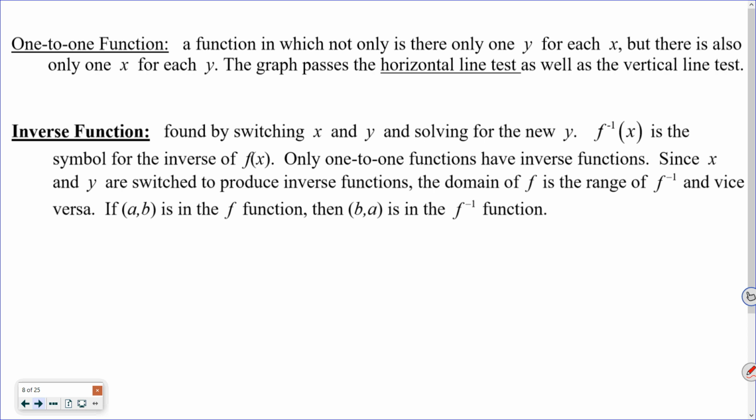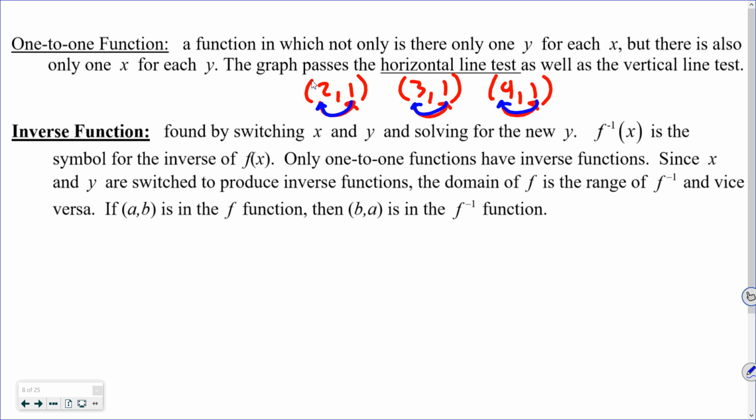So for example, this is a function. If I plug 2 in, I only get 1 back out. If I plug 3 in, I only get 1 back out. If I plug 4 in, I only get 1 back out. This, however, is not a one-to-one function because now you're thinking backwards. If I plug 1 in, I could get a 4 or a 3 or a 2. So for that one y value, you have 3 different x values. So this is a function, but not a one-to-one function.